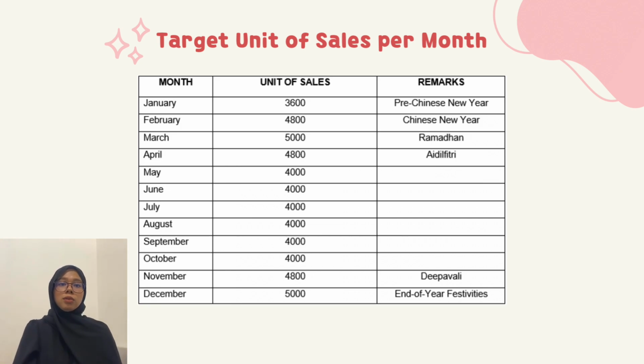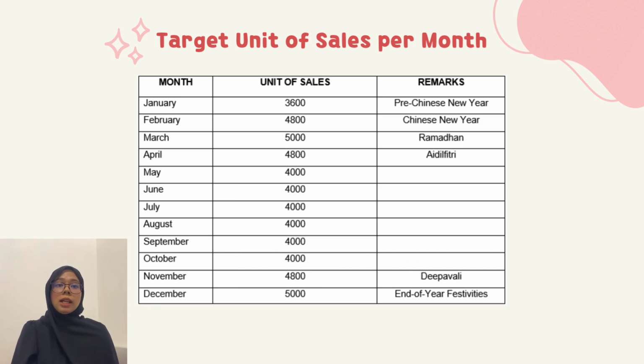So let's move on to the target units of sale every month. As you can see behind me, in January we expected a slight drop, which is 3,600 ringgit, as people are usually busy preparing for Chinese New Year. While in February we expected more sales, which is on Chinese New Year.